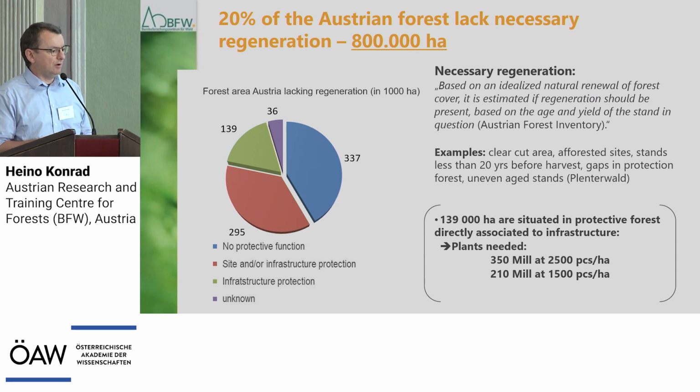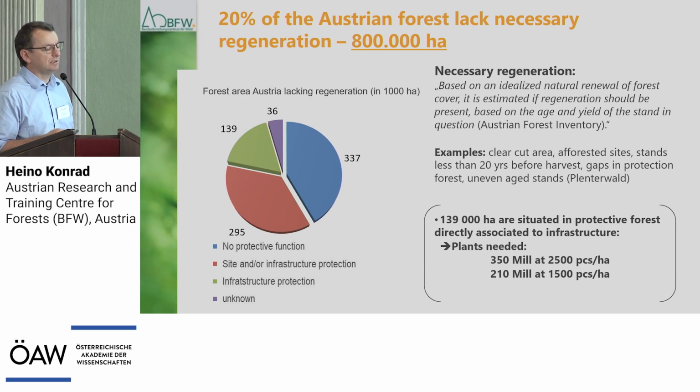Climate change is not the only problem, or is one of the problems we have in the Austrian forest. About 20% of the Austrian forest at present lack the necessary regeneration. So these are 800,000 hectares. So what does this mean?